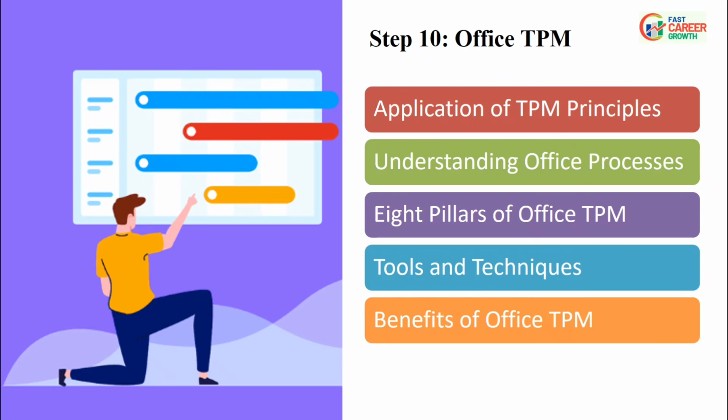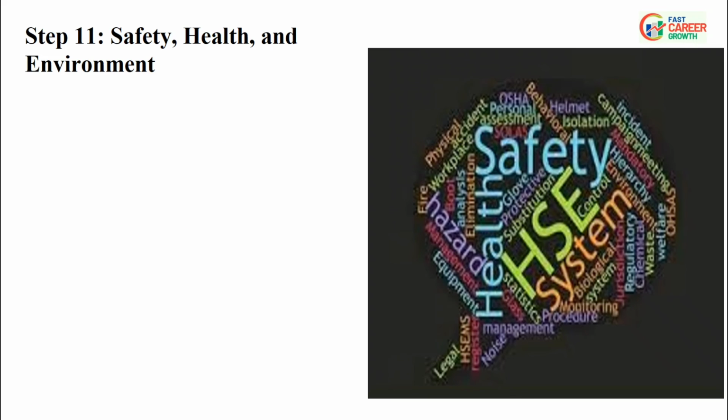Step 11. Safety, health, and environment. Safety, health, and environment, SHE, is an integral pillar of TPM, focusing on ensuring a safe and healthy workplace while minimizing our impact on the environment. The importance of SHE cannot be overstated, as it safeguards the well-being of our employees, ensures regulatory compliance, and promotes sustainability.